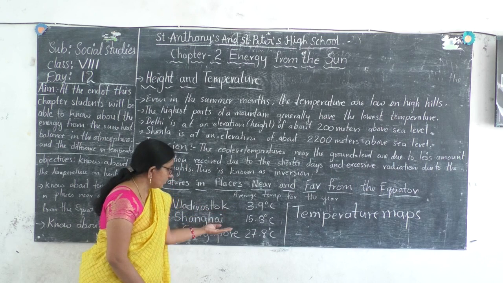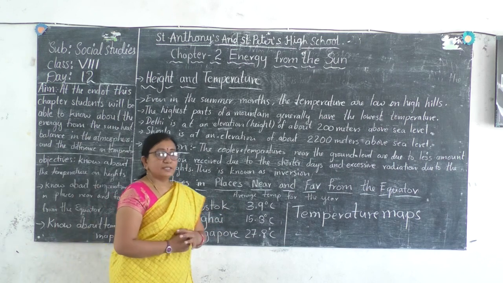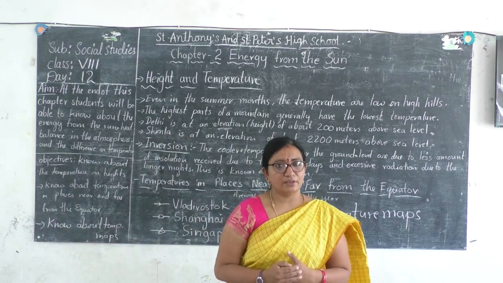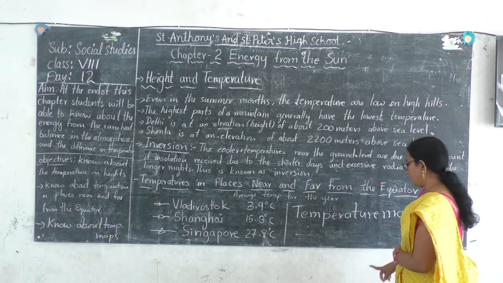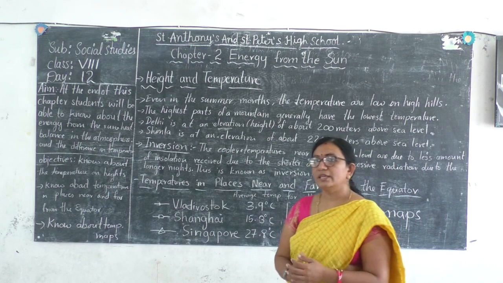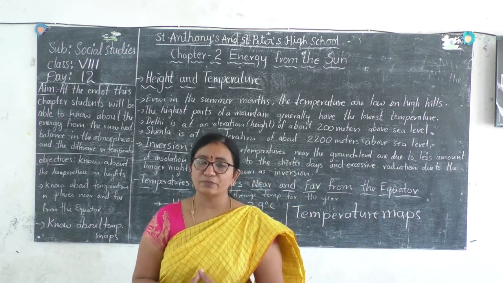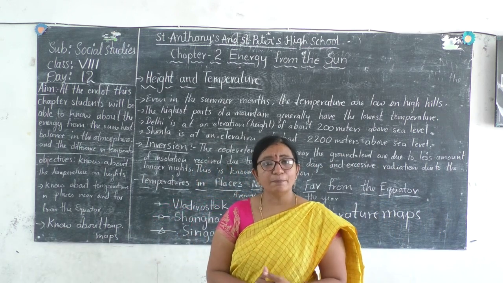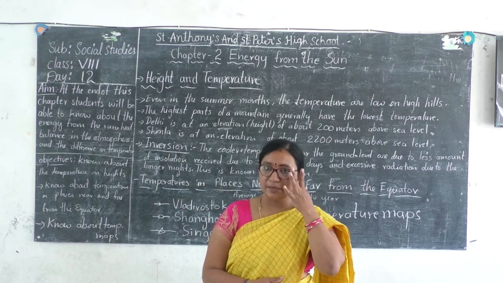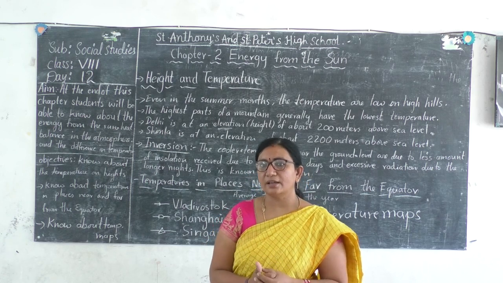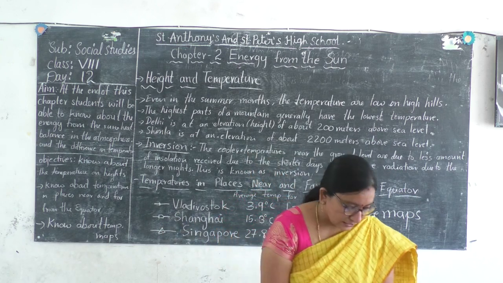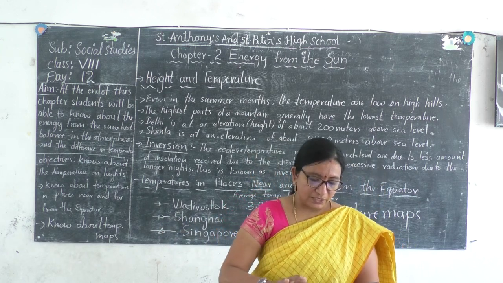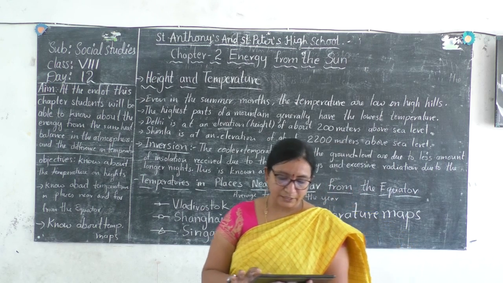I have explained these three places, but now I have taken one more topic, that is temperature maps. Do you know there are different temperature maps which are made with the help of the maximum and minimum temperature readings that we take of a particular place? With the help of that we can make different maps giving information about that place.